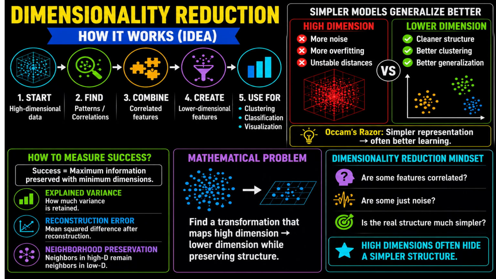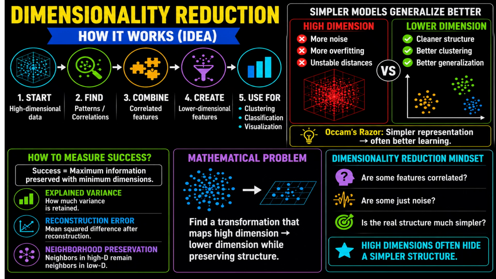Next, we go to the next technique, which is dimensionality reduction. The idea here is that you start with high dimensional data and then you find patterns and correlations and combine these features that are correlated and create low dimensional features. So this can be used later on for clustering, classification, visualization.